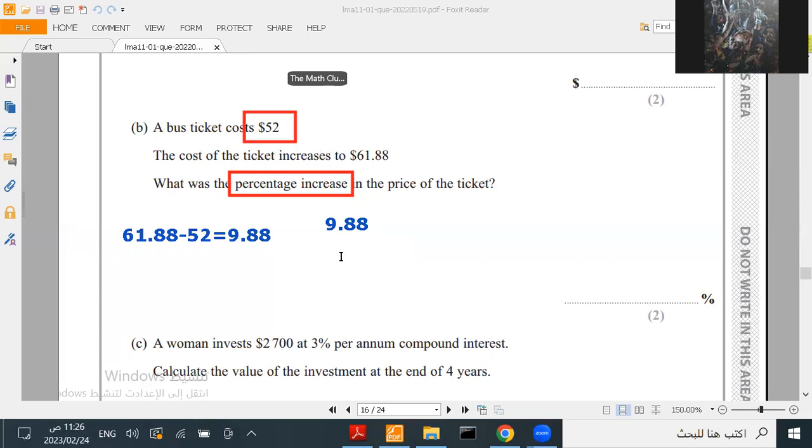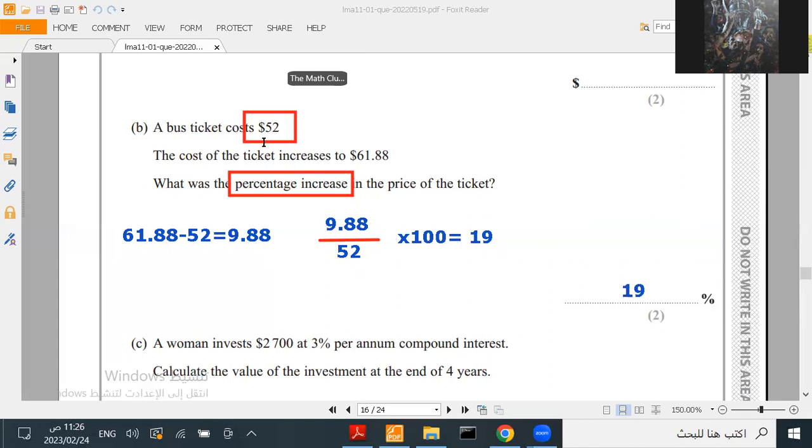معناها I'm gonna divide it by the original اللي هو 52. تمام؟ After dividing by the original لأنه هو يبي percentage معناها حنضربه بكم؟ حنضربه في 100 and I will get the answer of the question. So I'm gonna say 9.88 divide 52 times 100. هيطلع عندي 19%. And this is how you answer a question like this.